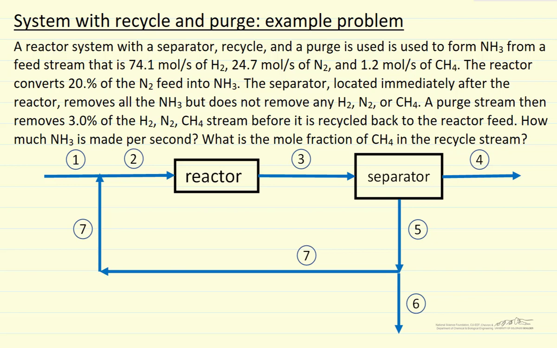The hydrogen and nitrogen are going to react to form ammonia. In the separator, the ammonia is going to be completely removed, and only ammonia. And then the hydrogen, nitrogen, and methane are recycled. But in order to prevent buildup of methane in the system, since it doesn't react, we have to have a purge where we remove some methane as well as some hydrogen and nitrogen.